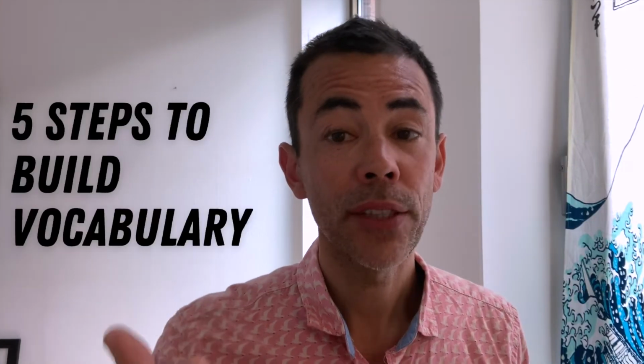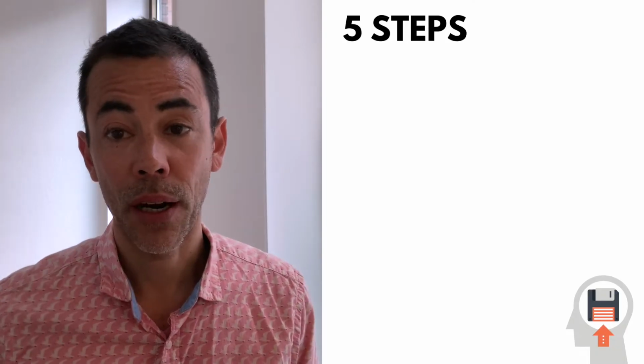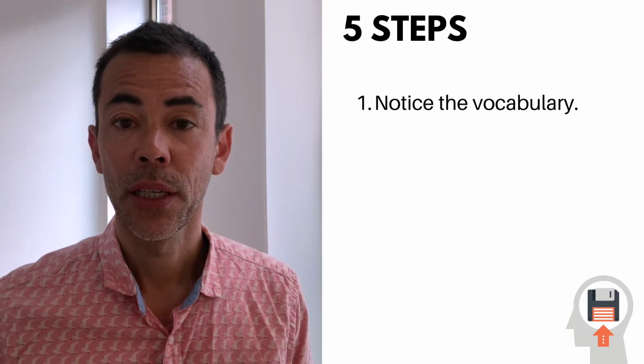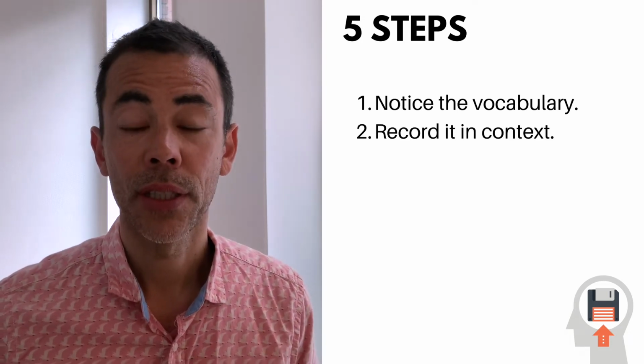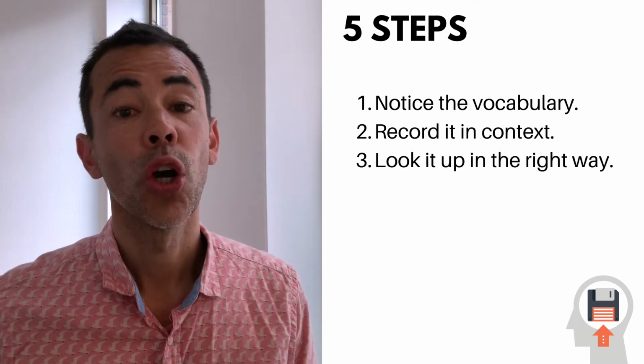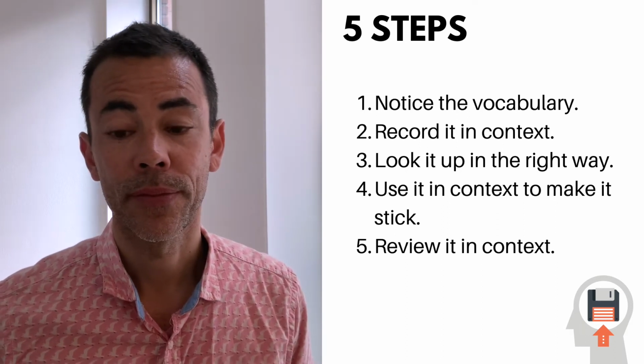Now, for information to go from your short-term to your long-term memory, all you basically need to do is to repeat it or to interact with it a few times. So here's a 5-step process that is going to help you. The 5 steps are: notice the vocabulary, record it in context, look it up in the right way, use it in context, and review it in context.